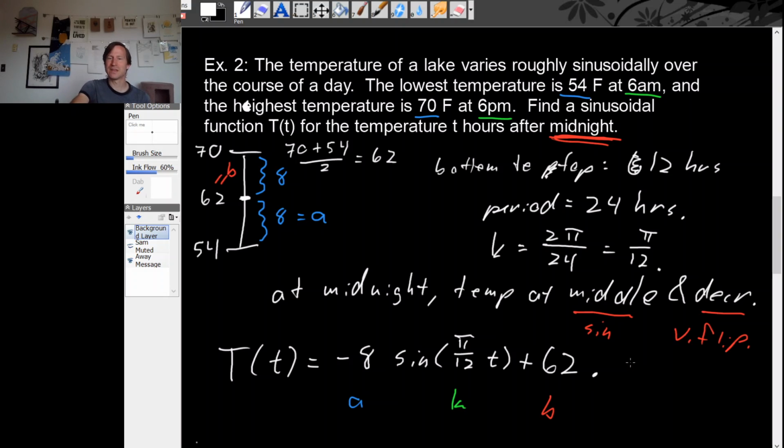All right. Now that we have this function, we could do all sorts of things with it, like forecast what the temperature of the lake would be at any particular time of the day.